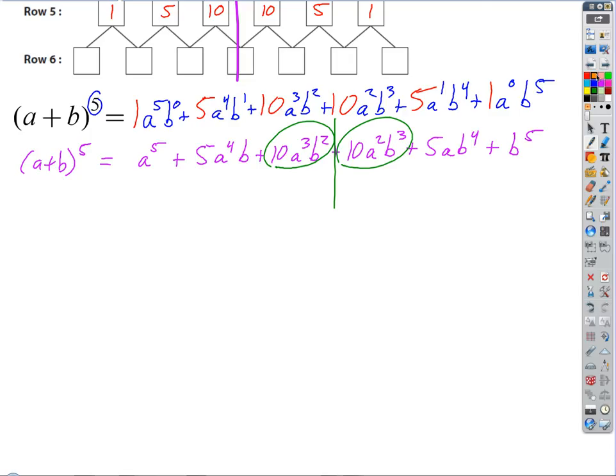What about these guys? The 5s are the same, and I get a^4 b^1, and a^1 b^4. You kind of see the pattern there, right? It works the way it has to, doesn't it?